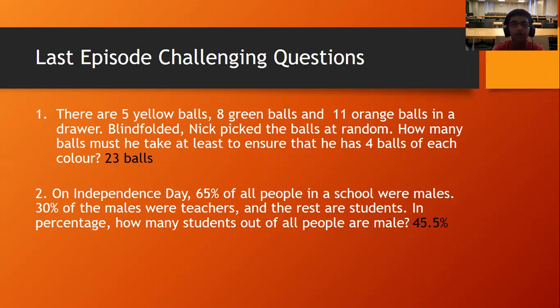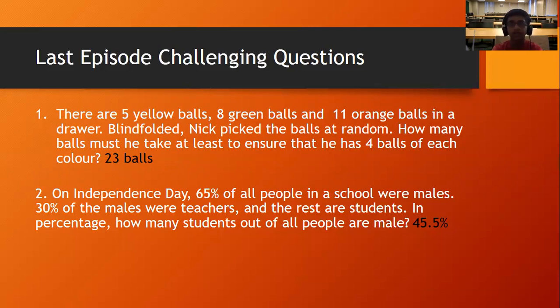Now, number 2, on Independence Day, 65% of all people in a school were males. 30% of the males were teachers, while the rest are students. In percentage, how many students out of all people were males? Now, we know that 65% of the school were males. Okay, so we keep that in our minds. 65% were males. 30% of the males were teachers, and the rest are students.